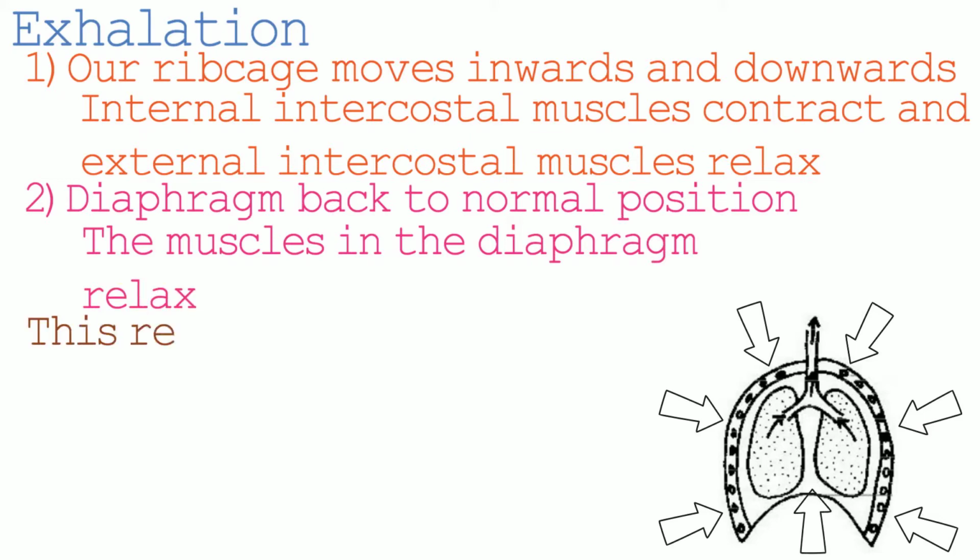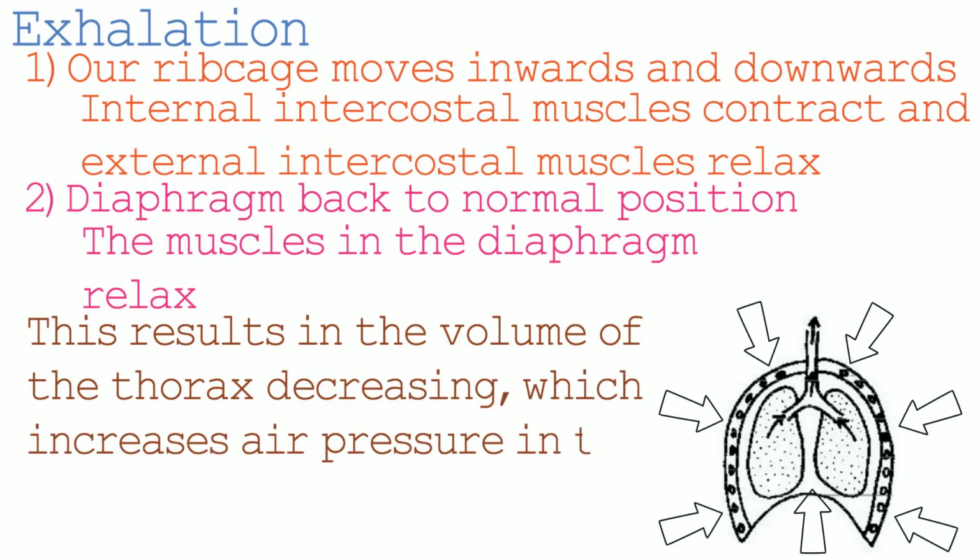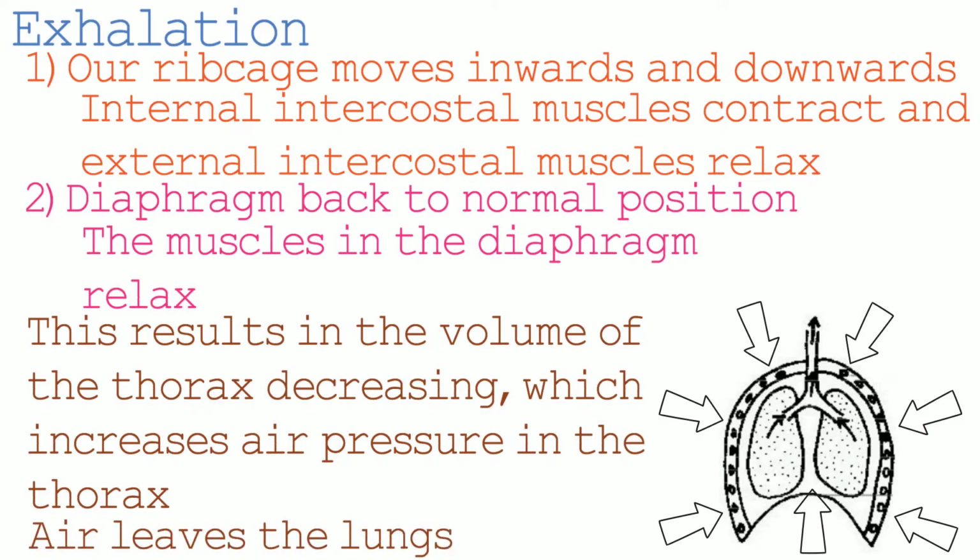Both of these movements result in the volume of the thorax decreasing, which causes the air pressure of the thorax to increase to a level that is above atmospheric air pressure. This results in air leaving the lungs, and this is because air moves from a place where there's a high pressure to a place where there's a lower pressure. Furthermore, the lungs are elastic, and this helps exhalation.